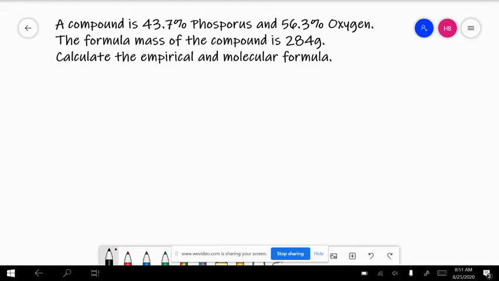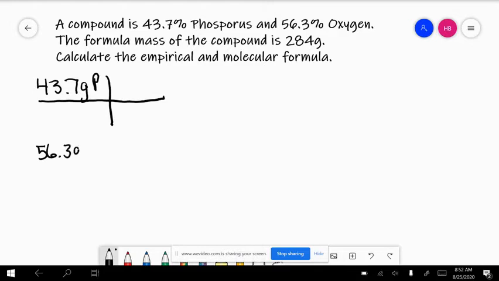Okay, next we're going to calculate the empirical and molecular formula. This particular compound is in percentages also, but remember I stated you don't care if it's in grams or percentages. You just take that percent sign and change it to grams. So in this case, it's 43.7% phosphorus. So we'll just say that in a 100 gram sample, 43.7 grams of it would be phosphorus, and 56.3 grams of it would be oxygen.